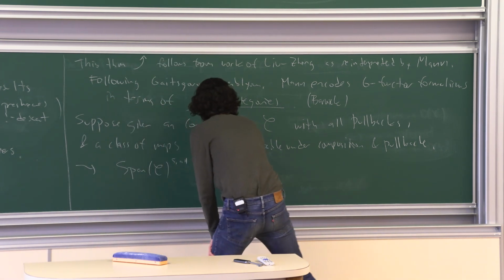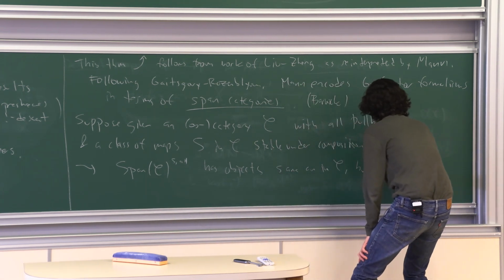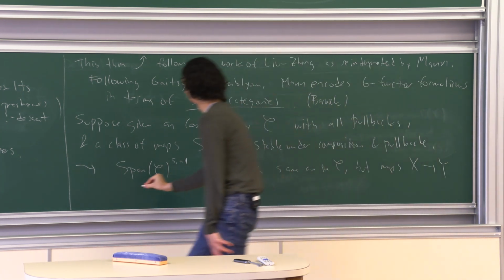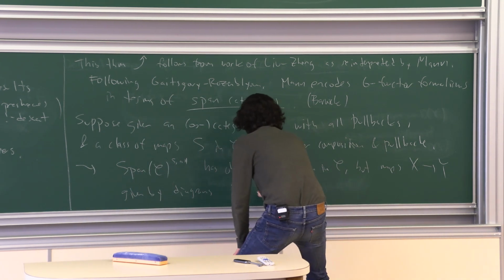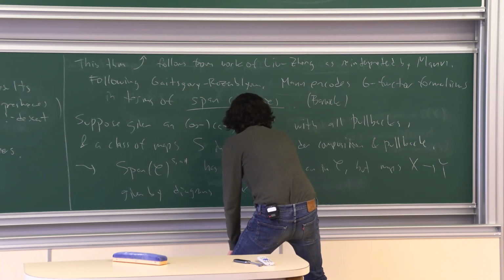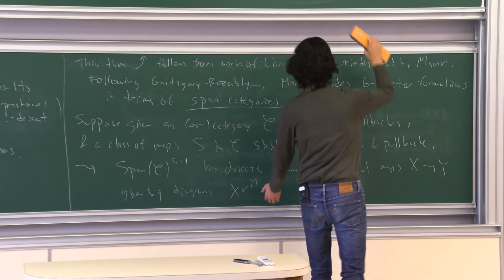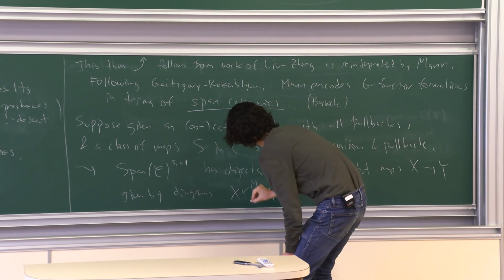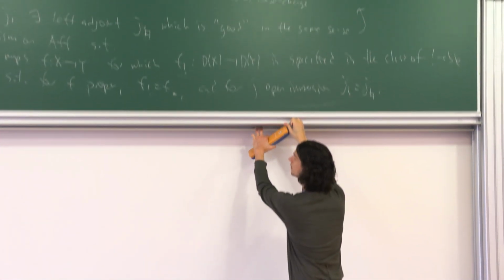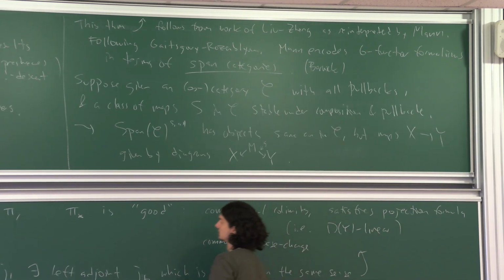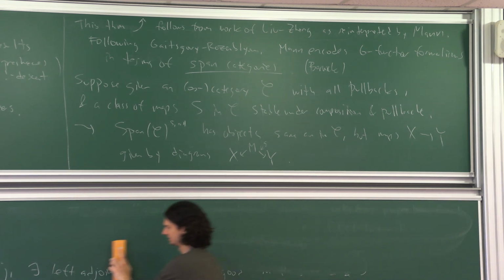So this has objects the same as in C, but maps X to Y given by diagrams. So X, Y, and then you put something in between, M, say, like this. One of the maps is in S. Yes, thank you. Where this map, let's say this map is in S. Or would I rather say the other map lies in S? I don't know. You have to make a choice.